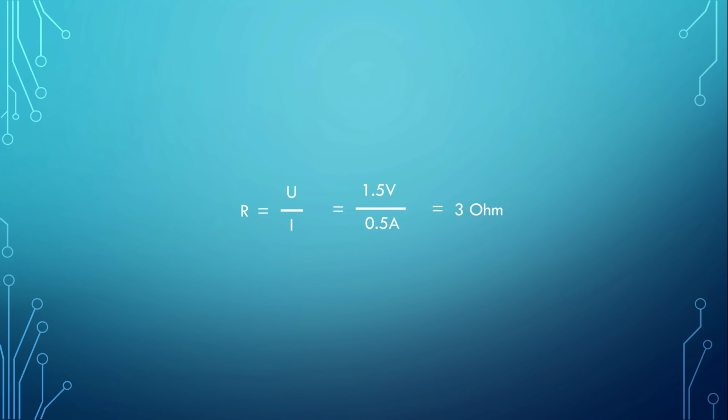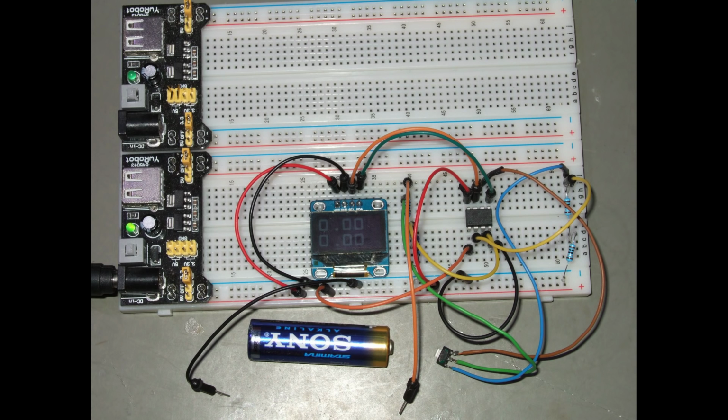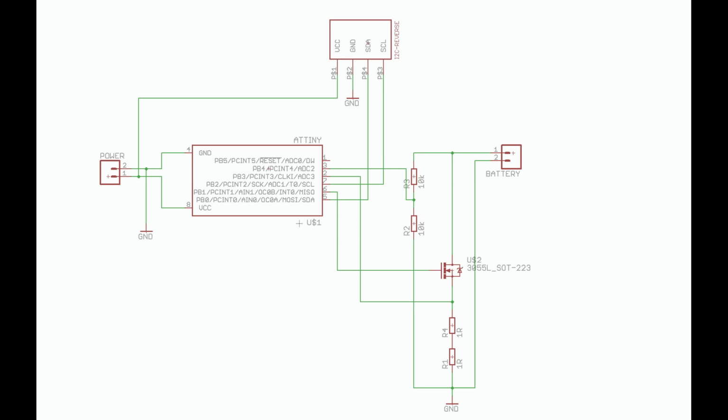With Ohm's law, we need a resistance of 2 to 3 ohms to create this load. In the prototype, I use two 1 ohm resistors in series. Together with the FET and the cables, the resulting current is about 500 mA. So we have enough hardware resources to do the job.